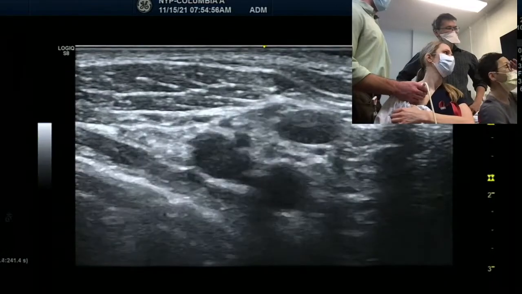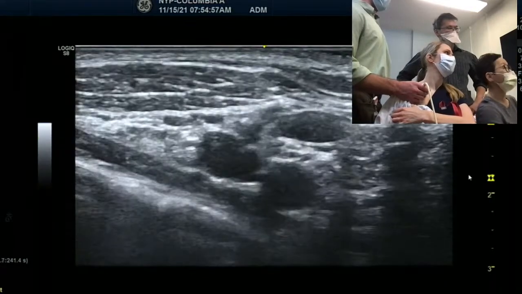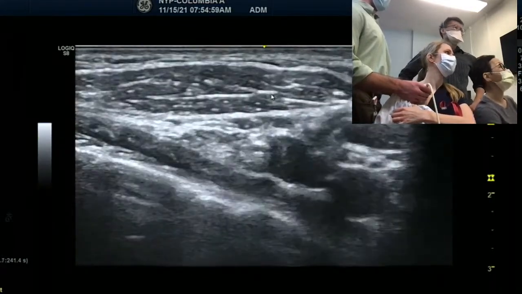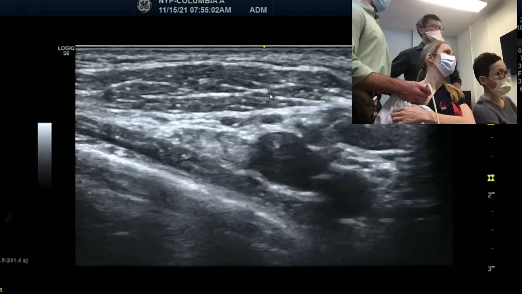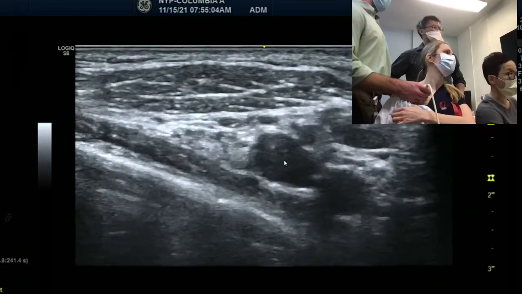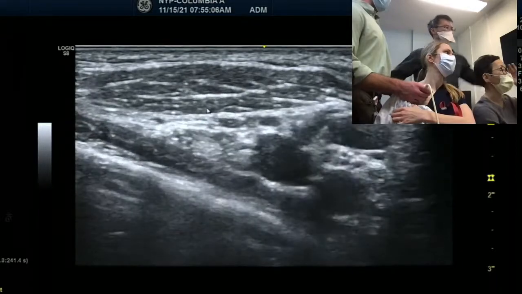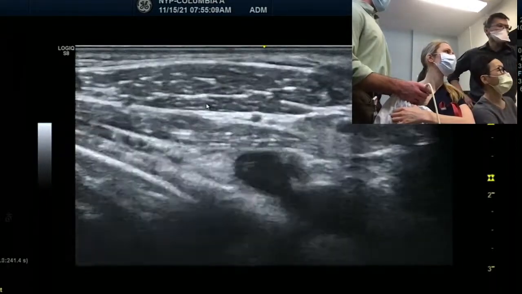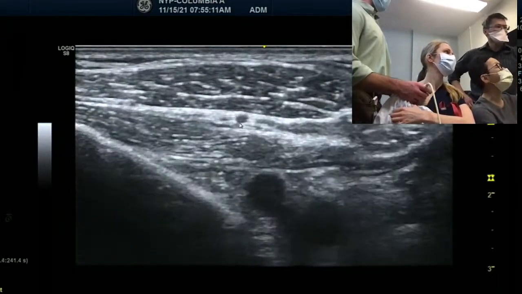And then we're going to orient ourselves. This is the pectoralis. Underneath the pec minor, we can see the axillary artery. So where is the pec major? I think this is pec major and this is pec minor. Yep. Now pec minor is coming.